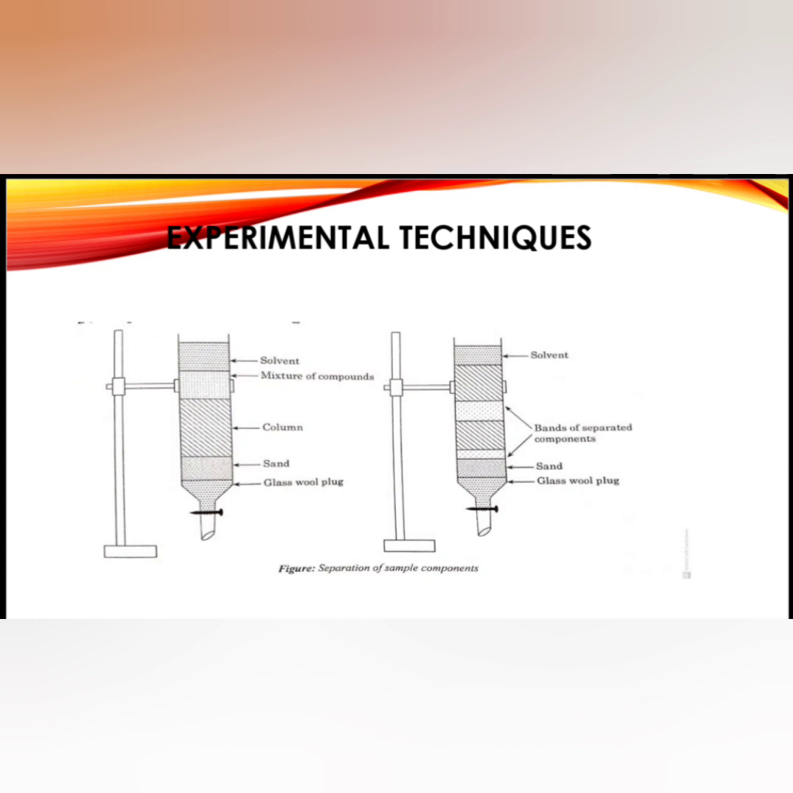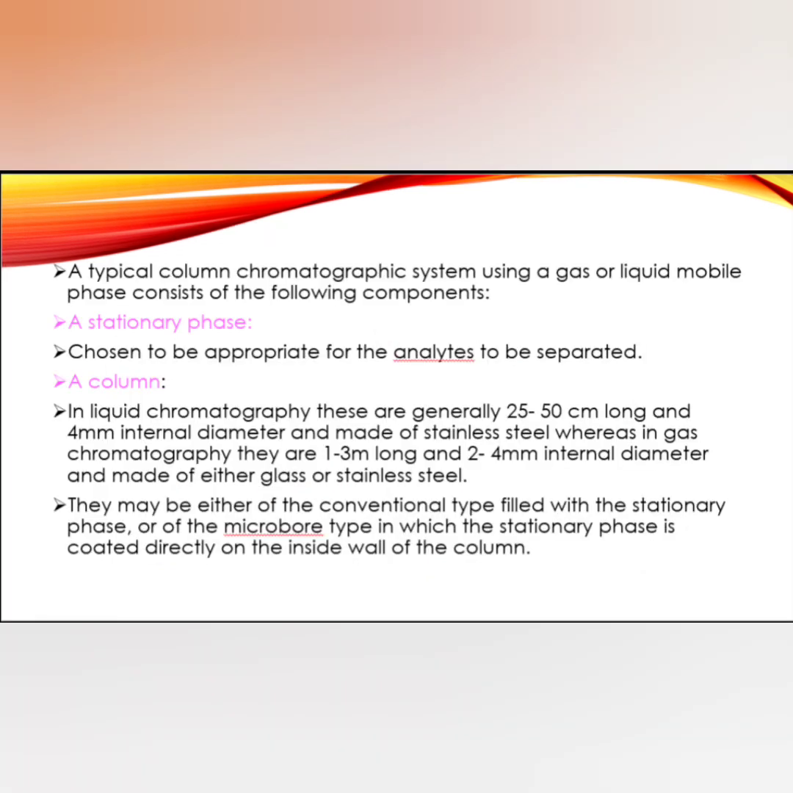Next one is experimental technique. This figure is about separation of sample components. A typical column chromatography system using a gas or liquid mobile phase consists of the following components. First one is the stationary phase, chosen to be appropriate for the analyte to be separated, and the second one is the column. In liquid chromatography, these are generally 25 to 50 centimeters long and 4 millimeters internal diameter and made up of stainless steel, whereas in gas chromatography they are 1 to 3 meters long and 2 to 4 millimeters internal diameter and made up of either glass or stainless steel.